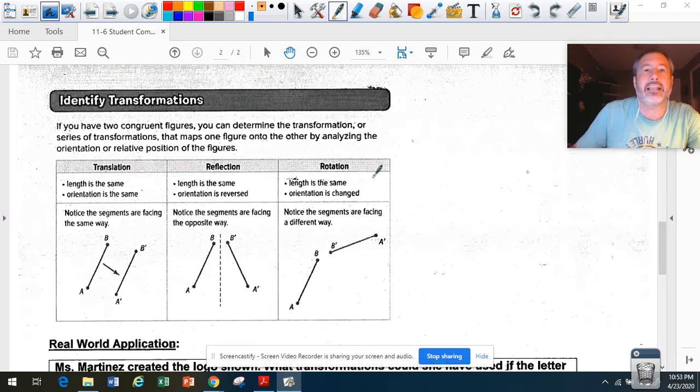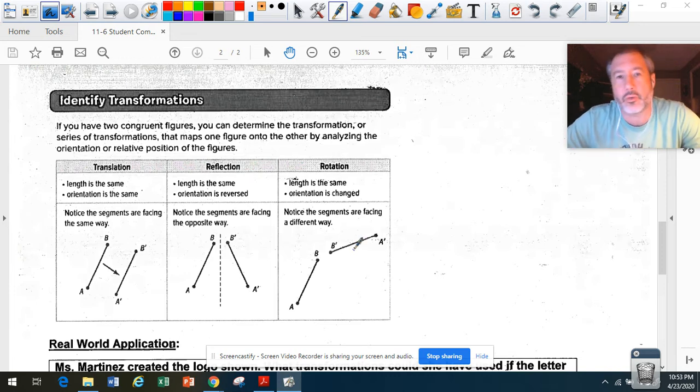Okay, then finally is a rotation. Once again, the length is the same, the height is the same, the width is the same, everything's going to be congruent. But the orientation's changed because we're rotating it around a point. As you notice, this orientation is the same. This here is different, because we're rotating it around a point.